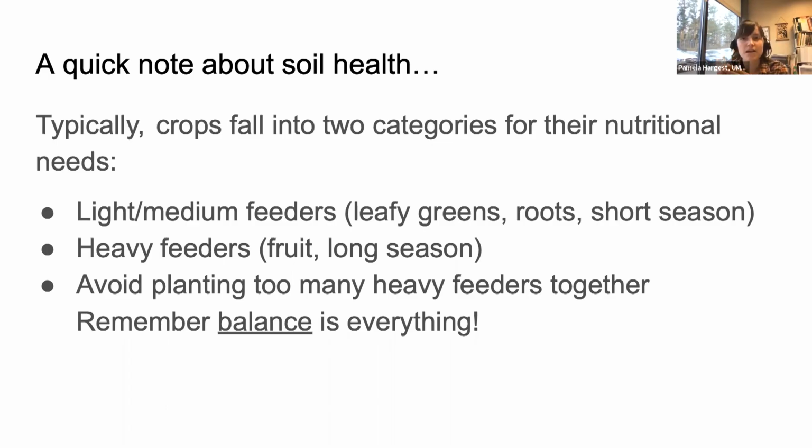The reason I bring this up is because you don't necessarily want to plant a tomato plant intercropped with peppers and other plants that are considered heavy feeders, right? Because you're going to be, for lack of a better description, kind of draining the nutrient availability of your soil, right? So you want to make sure you have a balance.